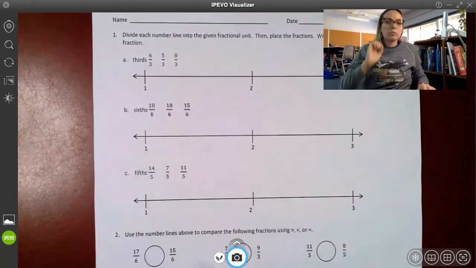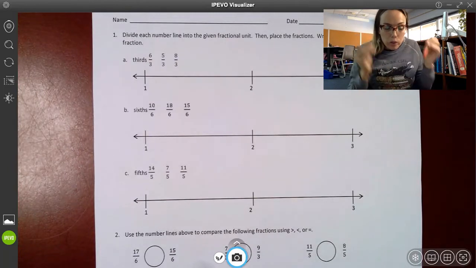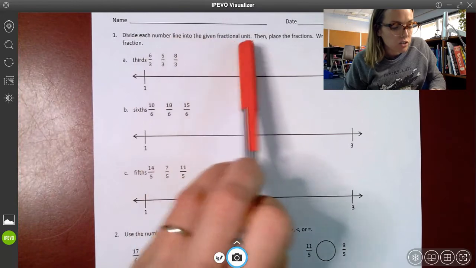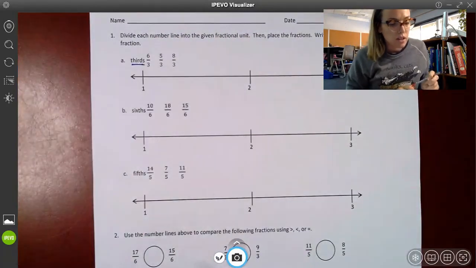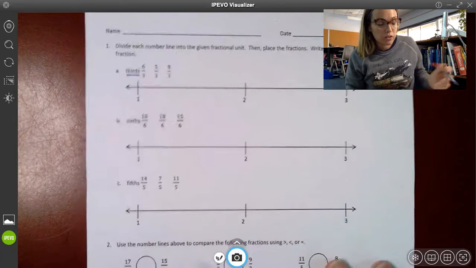The first thing I'm going to do here is read the directions because directions are so important. We're going to divide each number line into the given fractional unit. Given fractional unit means that. Then place the fractions. Write each whole as a fraction. So let's do this first one together.